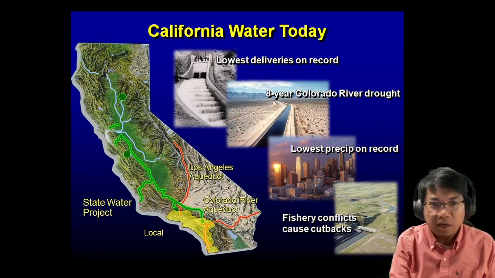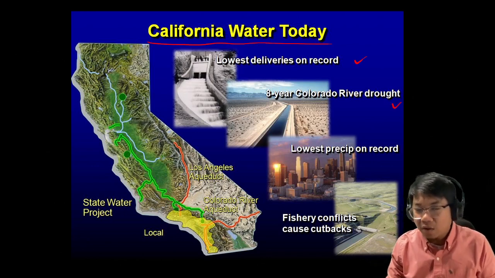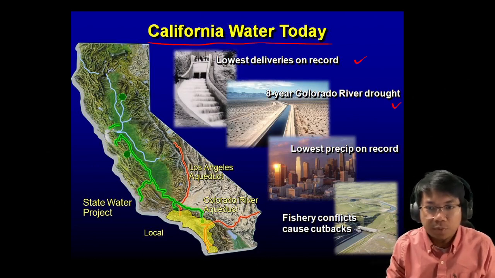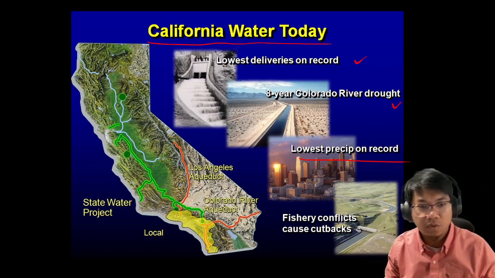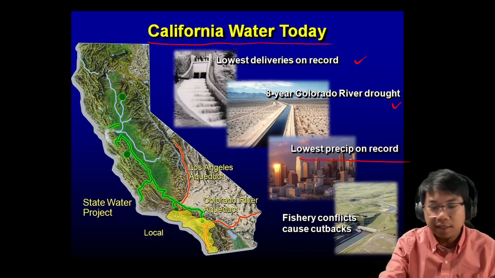This is what we hear in the news, that California has the lowest deliveries on record, and it has an 8-year Colorado River drought, and it actually gets much worse by now, and it has the lowest precipitation on record and many other issues associated with freshwater use in California. So therefore they need to do something about it, and this is something that we always hear again in the news. And that just wraps up the introduction of this topic right here, and in the next one we're going to focus more on the technical part of the groundwater system.